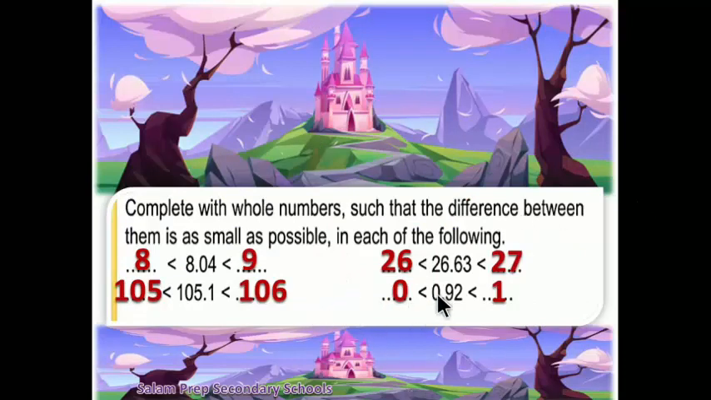Another example for you. 92 hundredths. We need to find the whole numbers. To solve this problem, please look at the decimal number. 92 hundredths. The whole number here is 0. So, before 92 hundredths is 0. 0 is the whole number. Okay? Now, we need to write the number after 92 hundredths, which is after 0 is 1. We only write the whole number in the missing part.